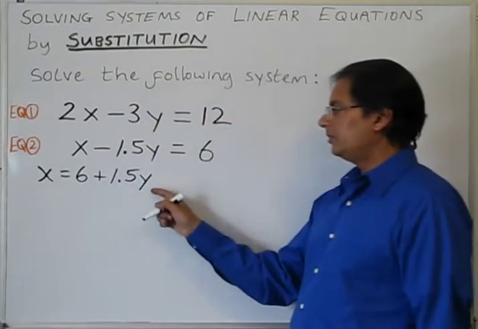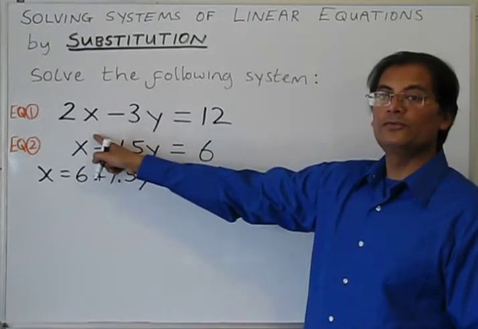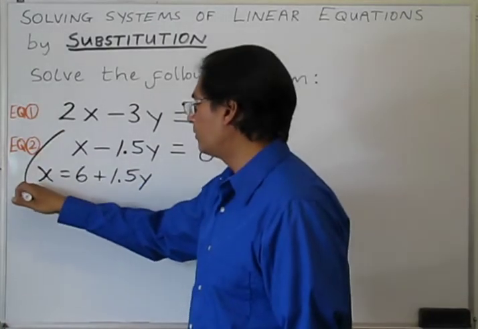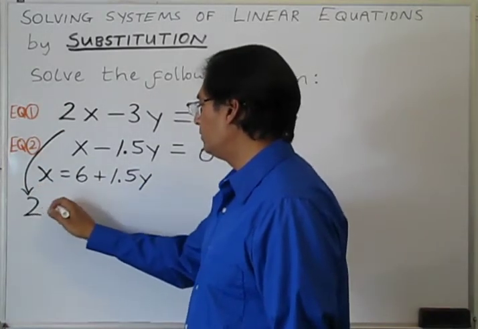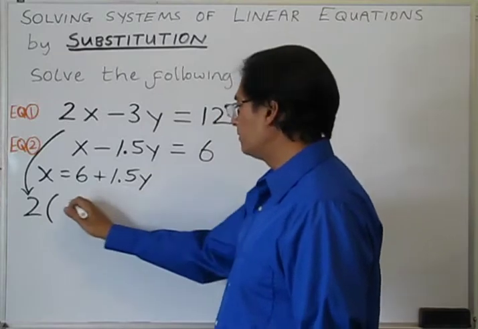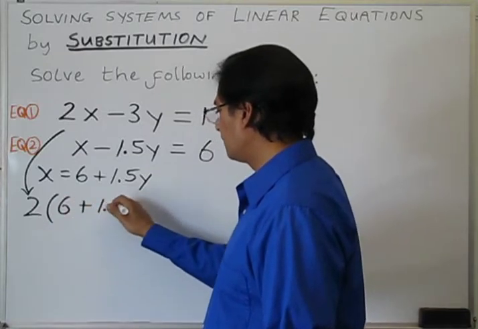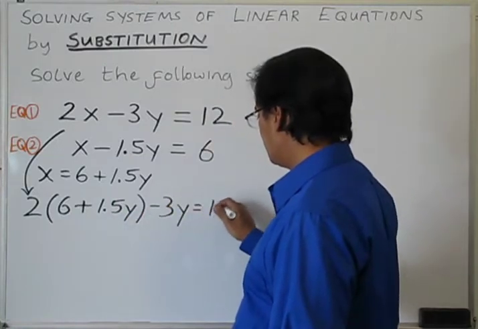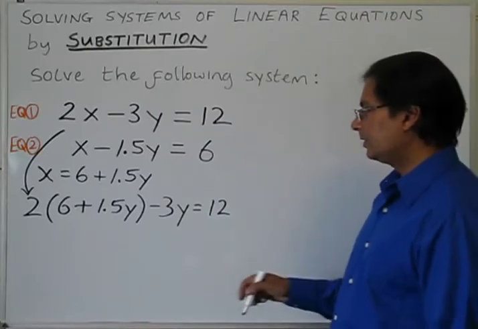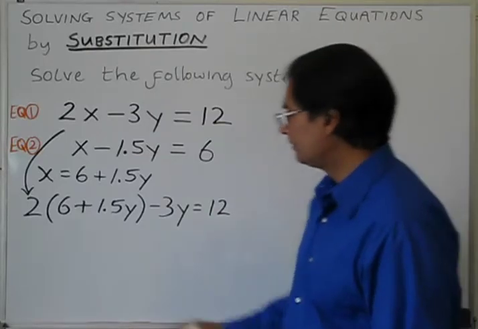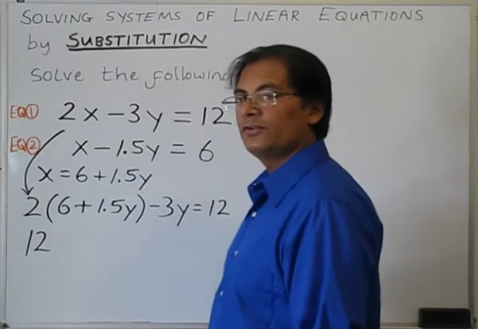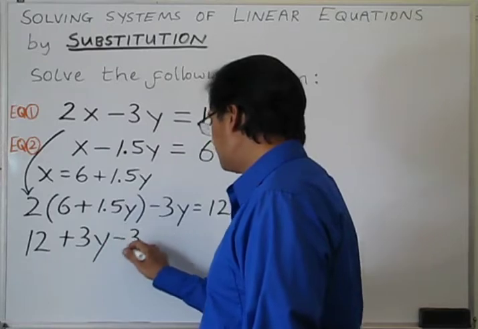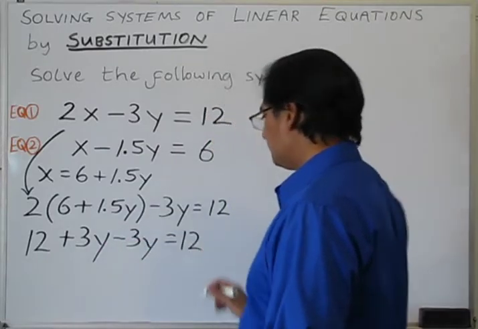And then we want to substitute this in for x into equation 1. So we substitute this in. So equation 1, if we bring equation 1 back down here, we get 2 times this here, 6 plus 1.5y, minus 3y equals 12. And then we're going to expand this. So if we expand it, we get 2 times 6 is 12. 2 times 1.5 is 3y, minus 3y equals 12.